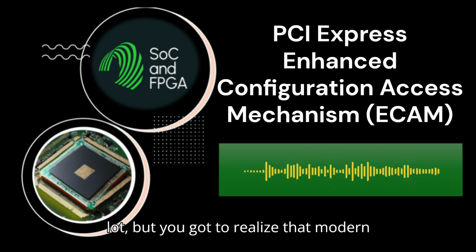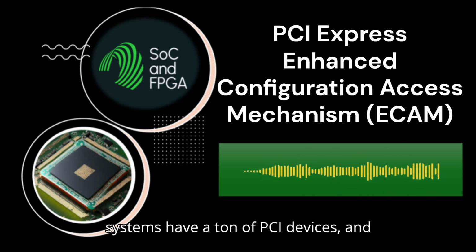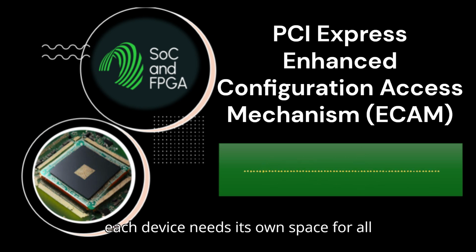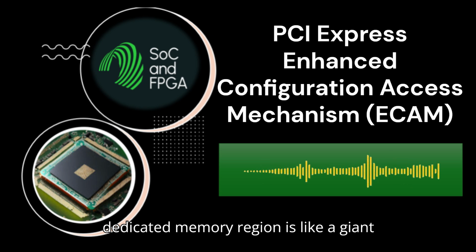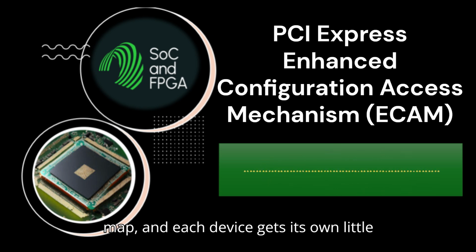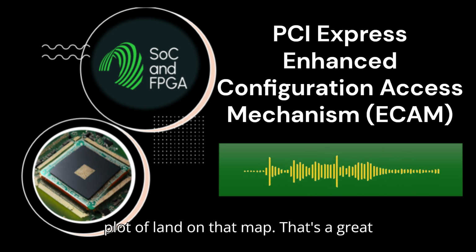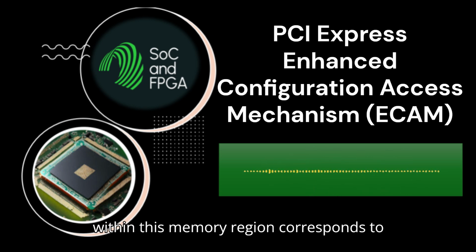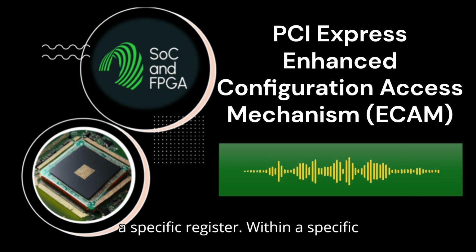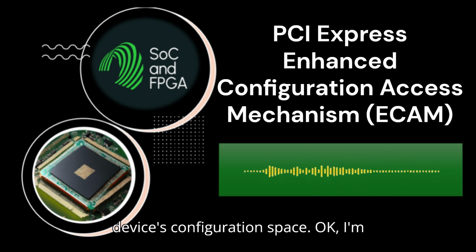It sounds like a lot, but you've got to realize that modern systems have a ton of PCI devices, and each device needs its own space for all those configuration settings. So this dedicated memory region is like a giant map, and each device gets its own little plot of land on that map. That's a great way to think about it. And each address within this memory region corresponds to a specific register within a specific device's configuration space. Okay, I'm following so far.